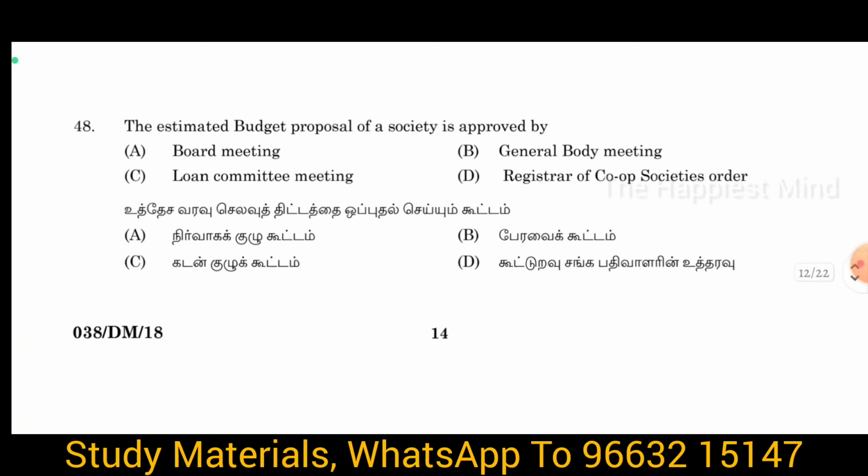Next, question 48. The estimated budget proposal of a society is approved by dash. Answer is option B, general body meeting.